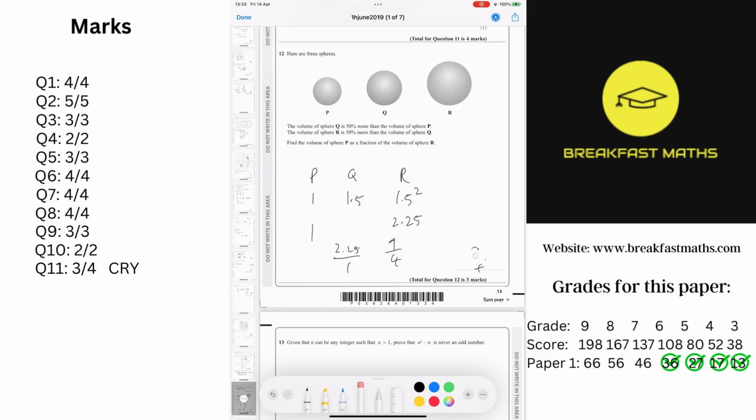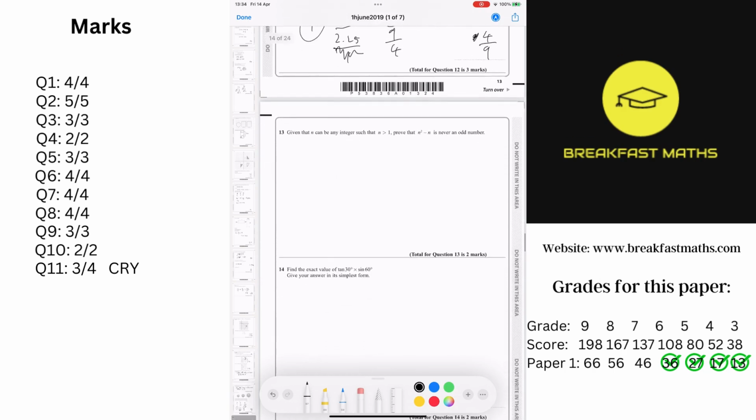Okay, because we're doing it of P here. So that's going to be 4 over 9, because it's going to be of this one, 1 over this. So it should actually be this way around here. Excellent. Given that n is an integer, prove that this can never be odd.